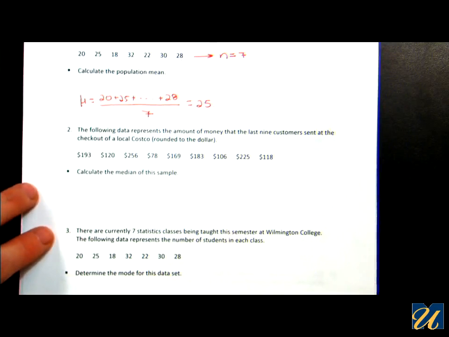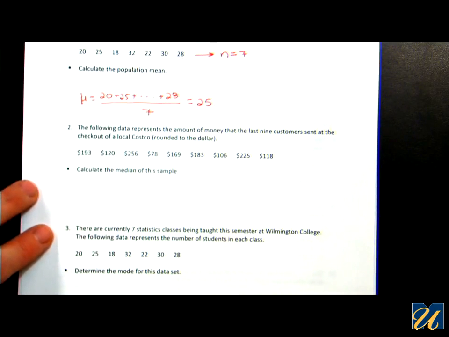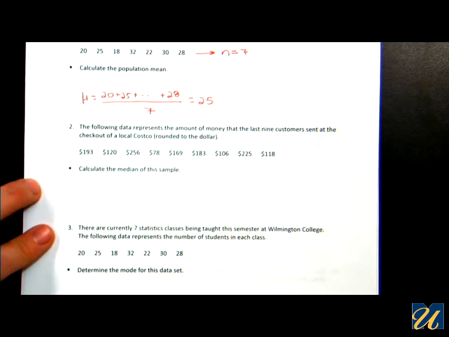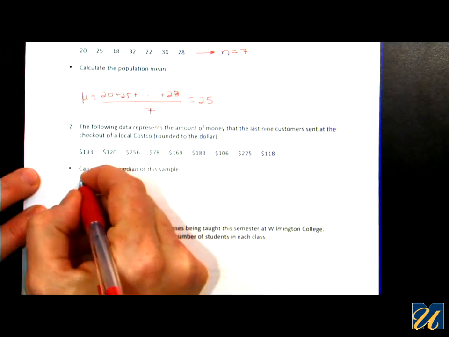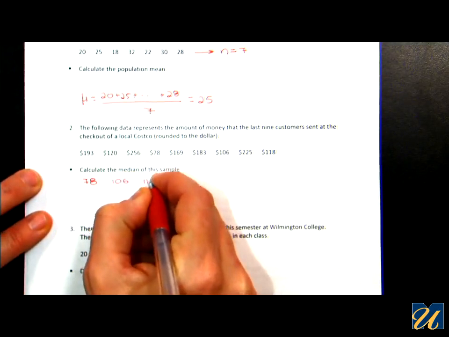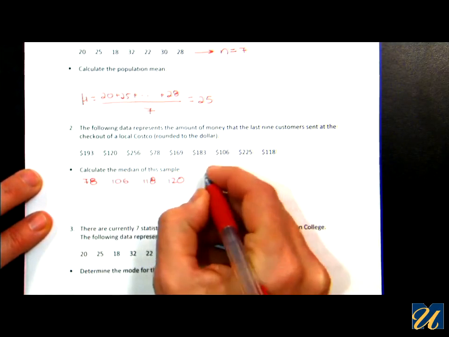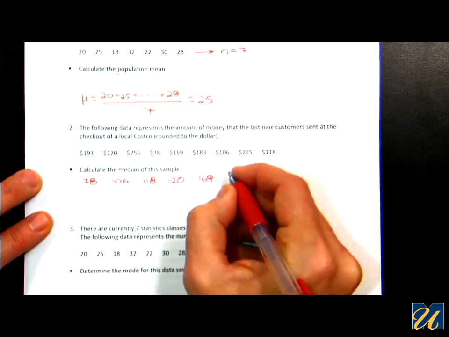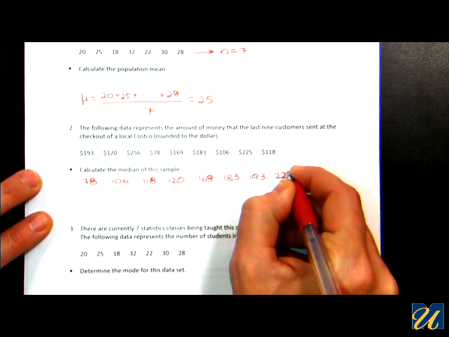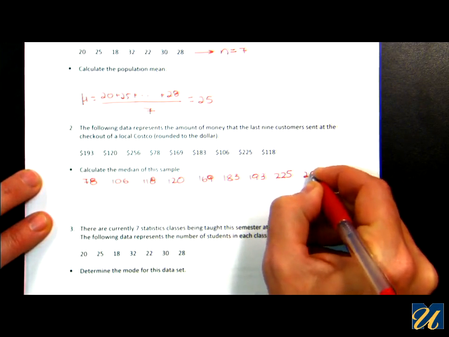The following data represents the amount of money that the last 9 customers spent at the checkout of a local Costco, rounded to the dollar. Calculate the median of this sample. To calculate the median, the first thing that we will need to do is place our data in order. So, first step, you place the data in order: 78, 106, 118, 120, 169, 183, 193, 225, and 256.